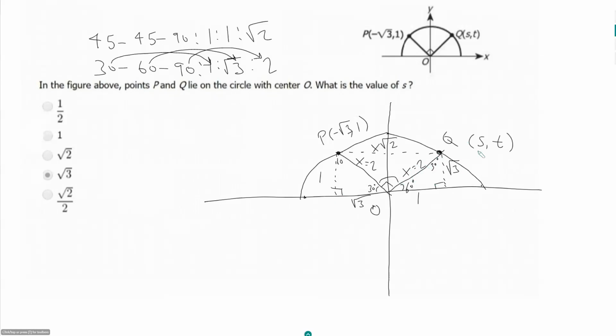So if we're looking for S, which is the x coordinate of Q, the coordinate pair should be 1, rad 3. So S is equal to 1, B is the answer. If they were asking for T, that would be rad 3, but they're not, so don't choose that. The answer is B, 1. That's a hard question.